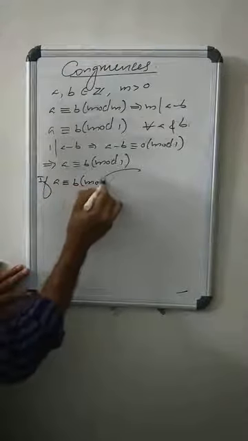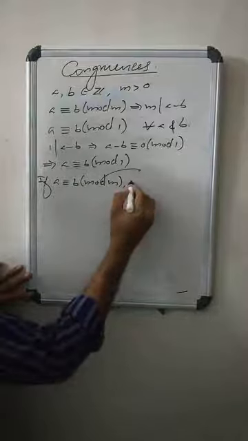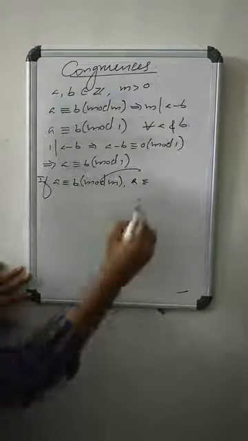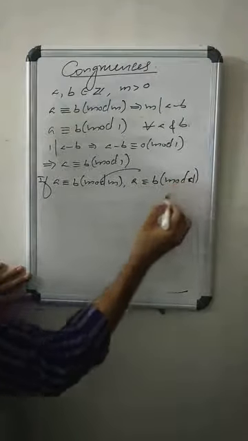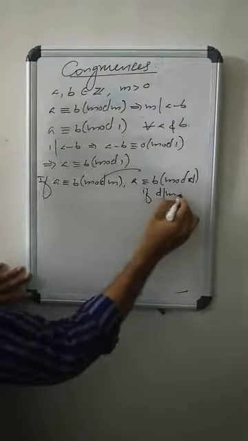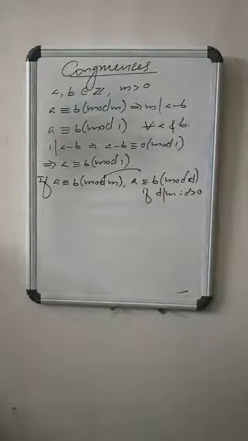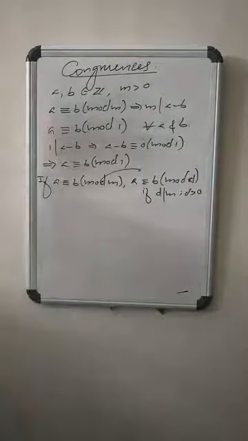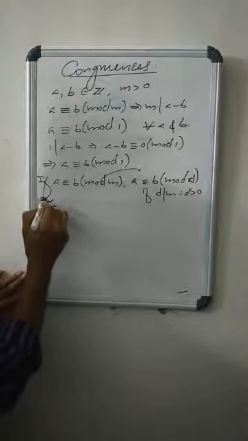Now, if a is congruent to b mod m, then a is congruent to b mod d, whenever d divides m and d is positive. If a is congruent to b mod m, then a is congruent to b mod d if d divides m, for d greater than 0. How?